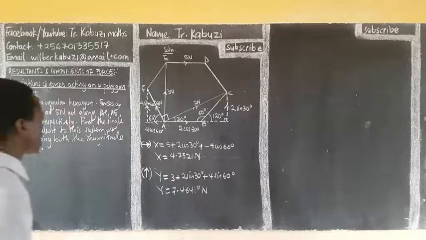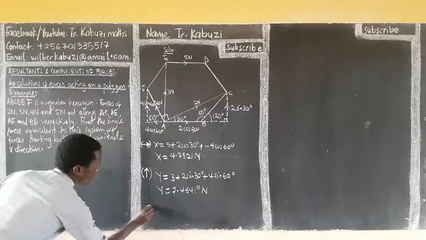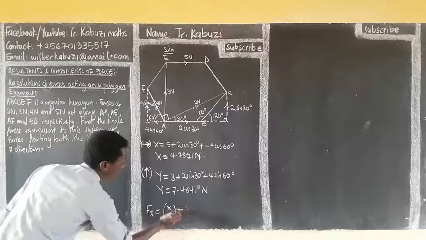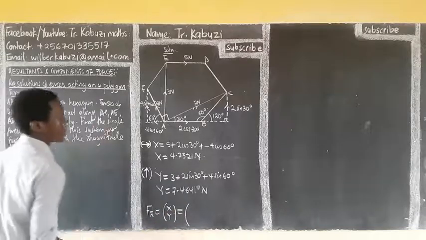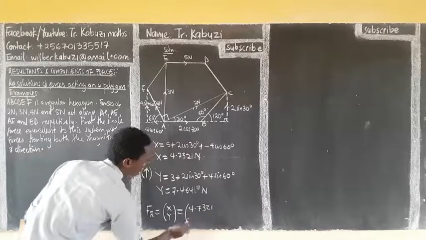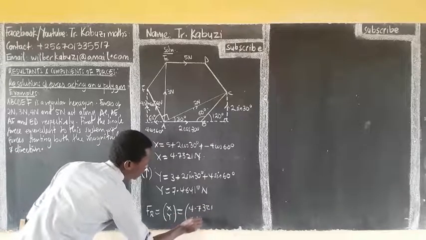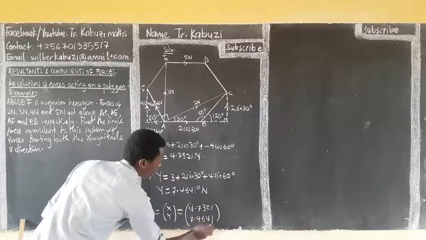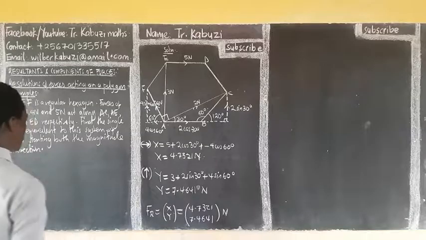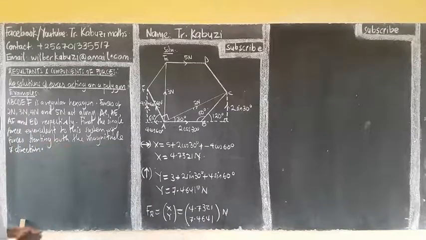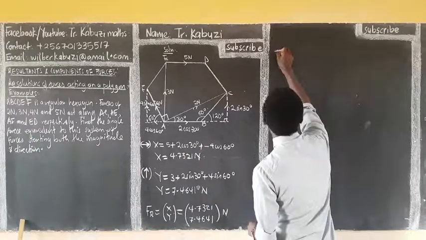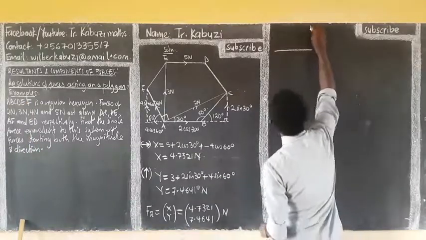So in simple terms now, the resultant force, which we said is going to be x, y, is going to be now our x, which is 4.7321. Then this one's going to be 7.4641. And these are in newtons. Now when we look at our, they're asking us to get the magnitude. So to get the magnitude of this, you can easily sketch. You see it's going to be like this, then that way.